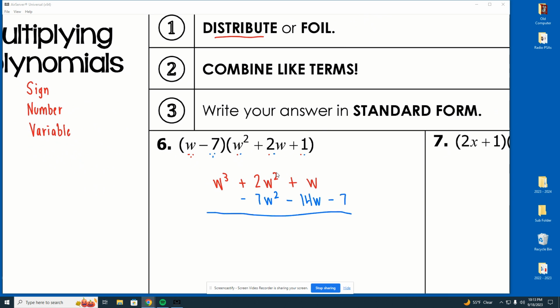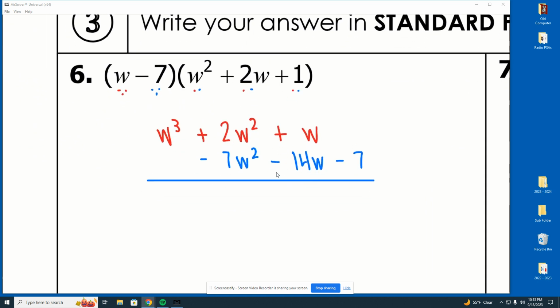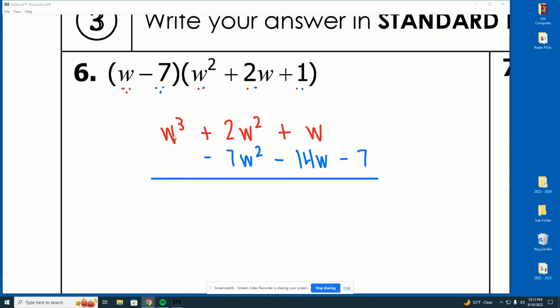So now that I've done all of my distribution, I can now combine those like terms. And look, I've put it in standard form, so when I've combined my like terms, I'll be finished. So W cubed drops down. What is positive 2W squared minus 7W squared? Well, that's negative 5W squared. What's 1 minus 14? That's negative 13, and the variable stays the same.